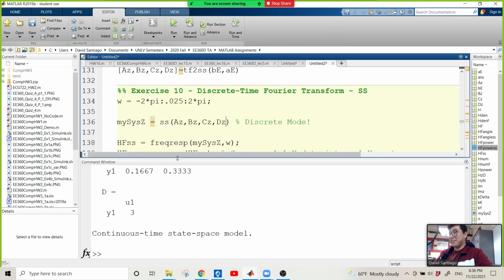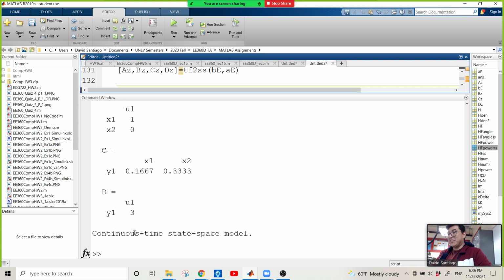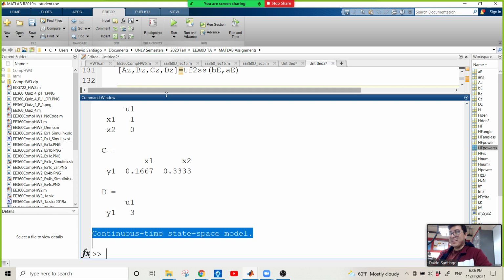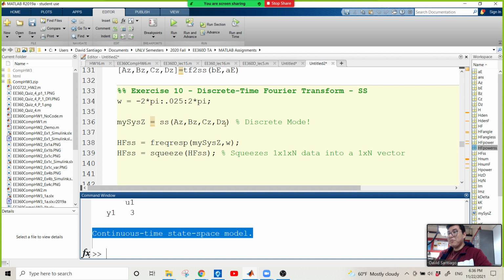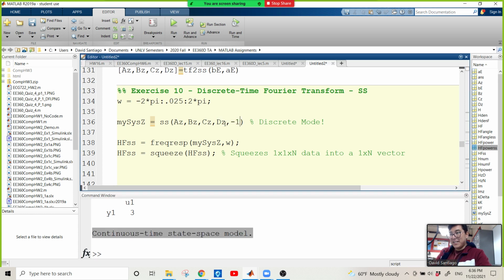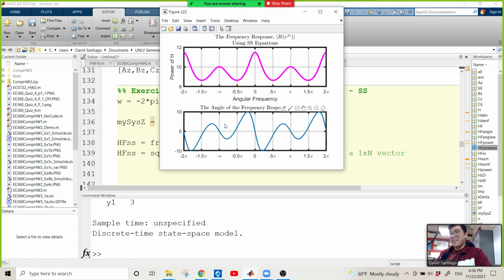And that's definitely not right. Don't worry about that. But you see, it says continuous time, okay? But we want discrete mode. -1 turns on discrete mode. And there you go. Hey, does that look like something?